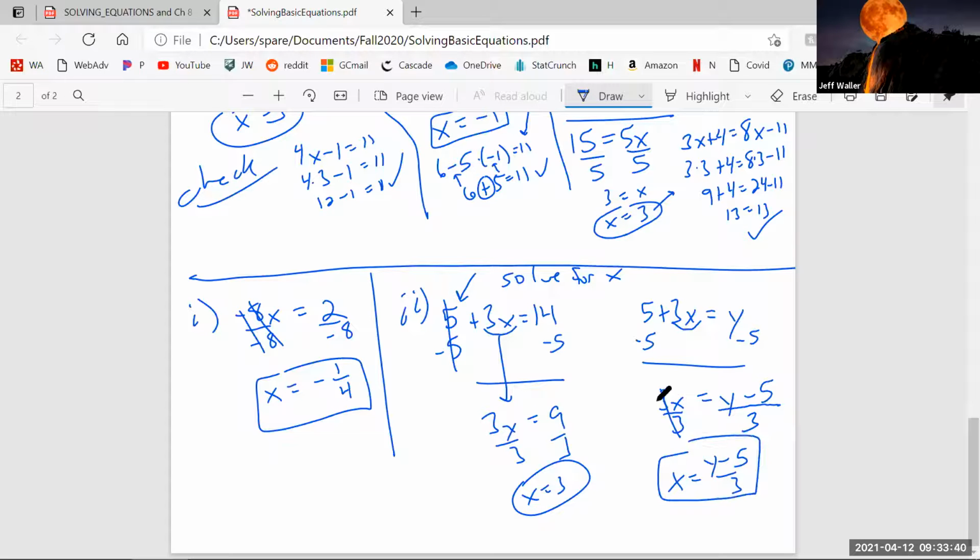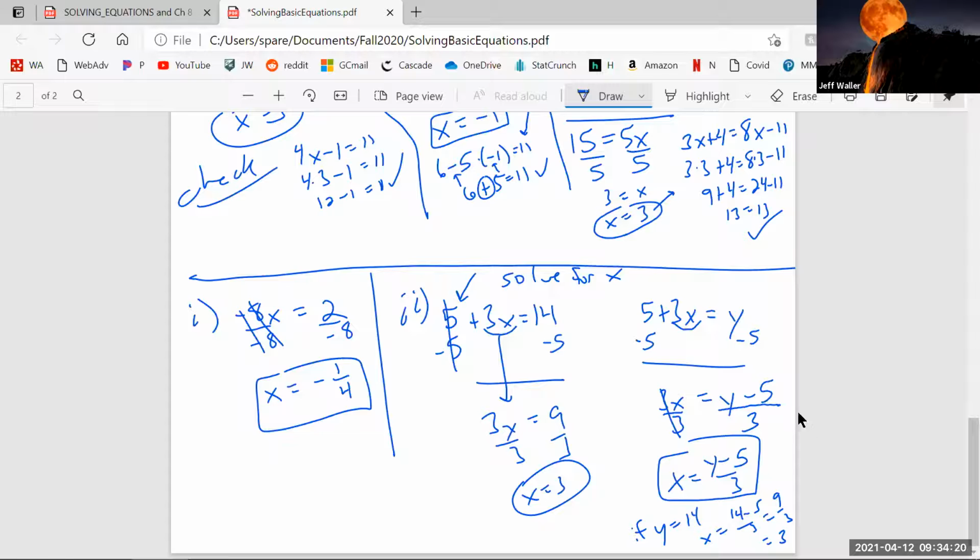Now, real quick. If I make y 14, what should this equal? If I make y 14, we know what x should be, don't we? Yes, it should be 3. What do you get if y is 14? What do you get for x? 14 minus 5 divided by 3 is 9 divided by 3 is 3. Okay, not amazing, not surprising. Okay, maybe.